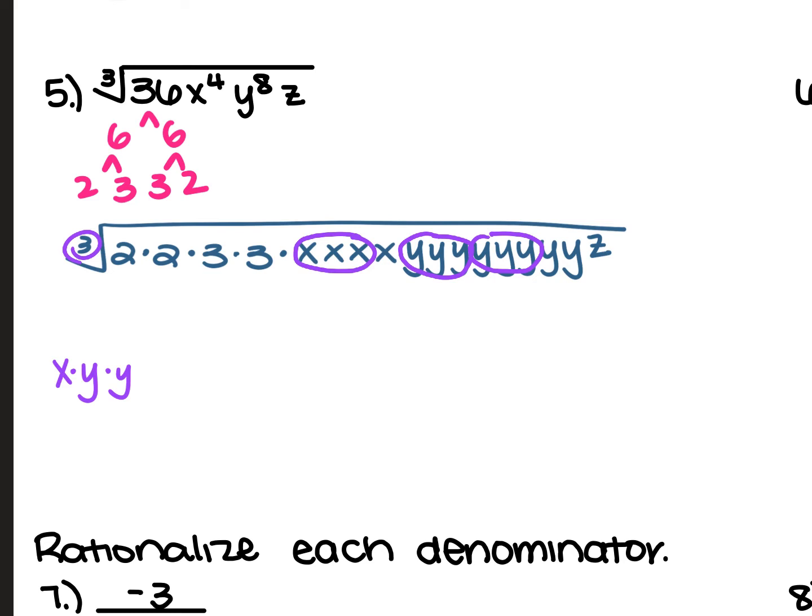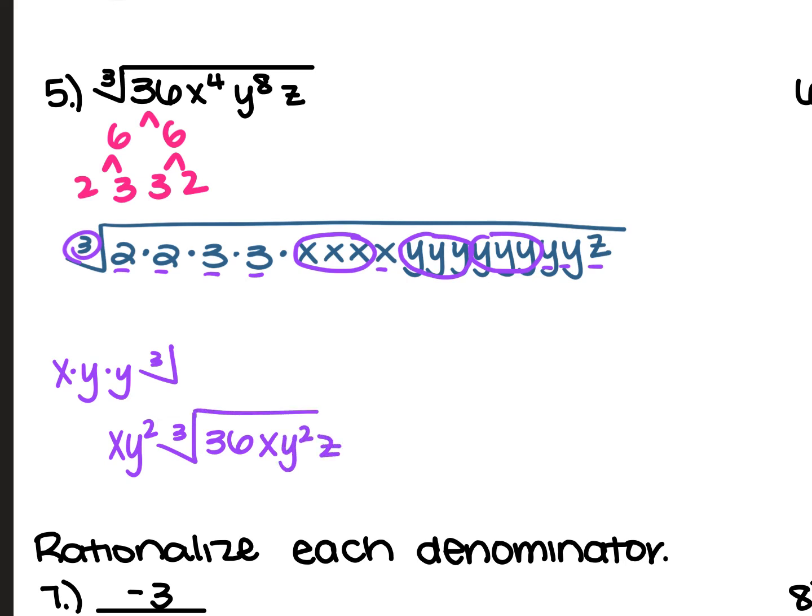So everything that's left over, the 2, the 3, the x, the y, and the z all have to multiply together and stay underneath that cube root. So that x times y is going to give you xy squared. Underneath that cube root, you're going to keep the 36. You have 1 x, you have 2 y's, and 1 z. So that's xy squared times the cube root of 36xy squared z.